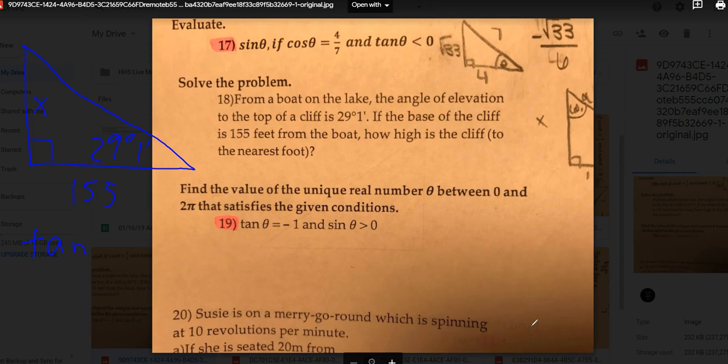So, tangent, now we need 29 plus 1 over 60. Tangent equals opposite over adjacent. Is your calculator in degree mode?